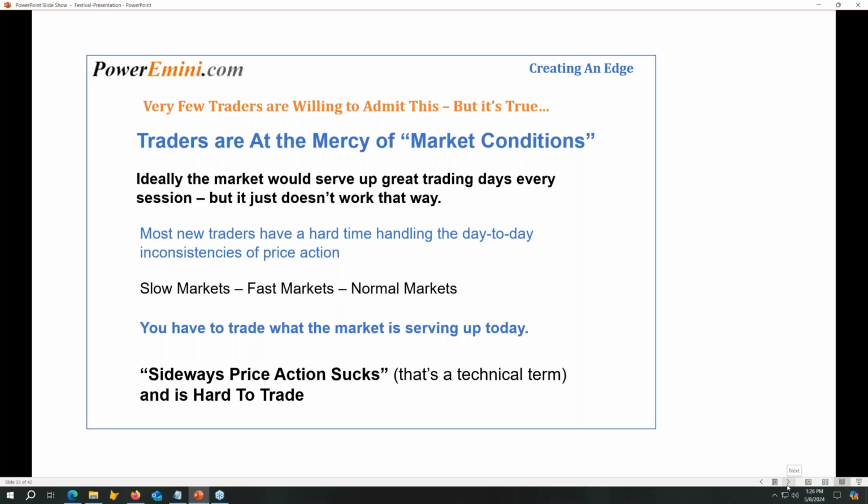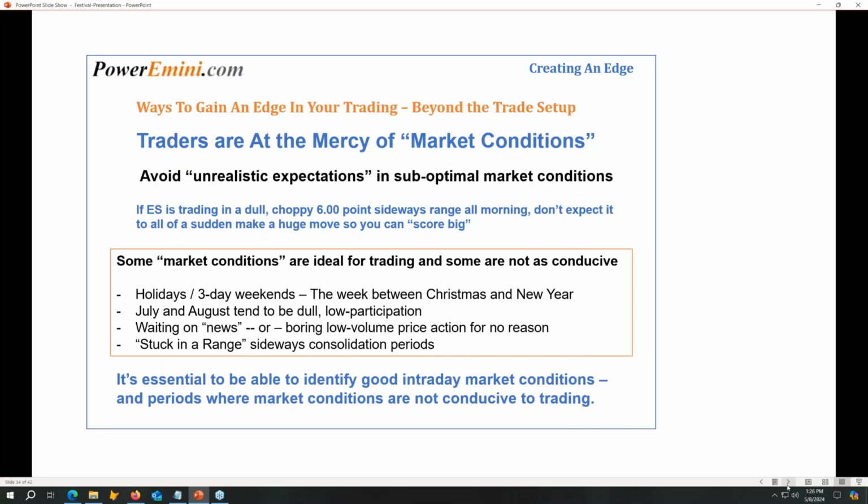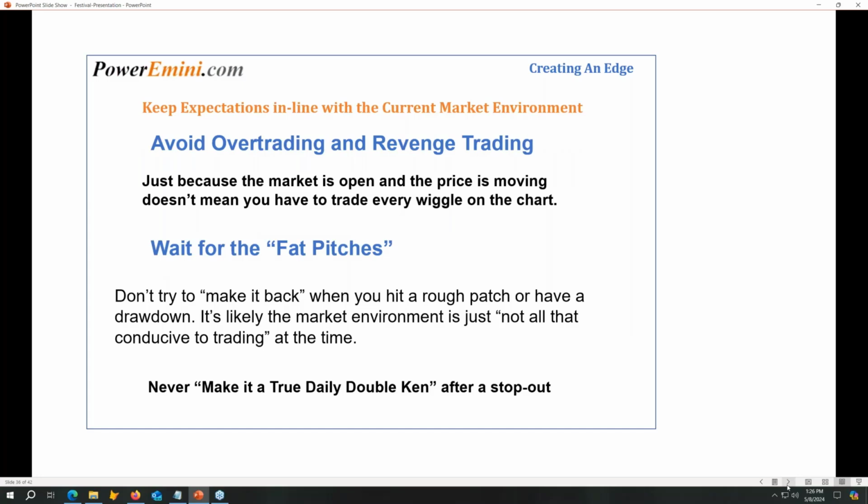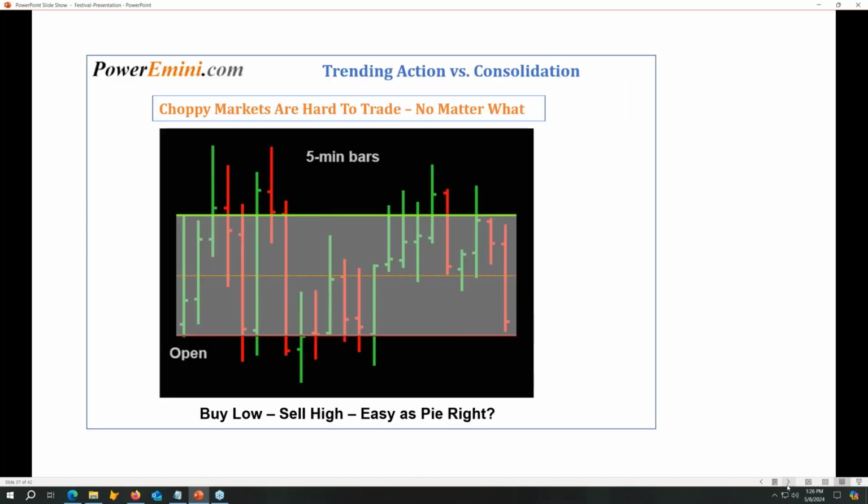So a lot of new traders have a hard time because everything seems to be working, and then all of a sudden the market conditions are terrible. So anyway, you're at the mercy of market conditions. Suboptimal market conditions will put a damper on any sort of trading. I'm going to have to jam through some of these slides to get to the end, so if you want to watch the replay, you can see some of these interesting points. There's an example of a tough to trade day, right? So try your trade setup on a day that looks like that.